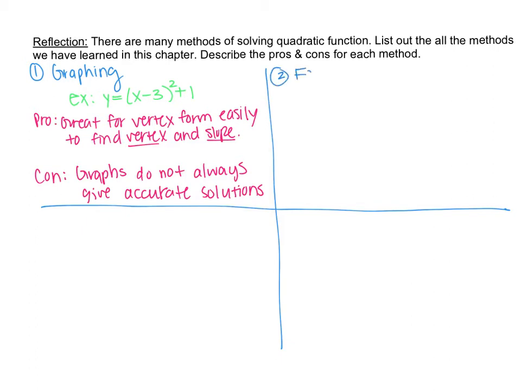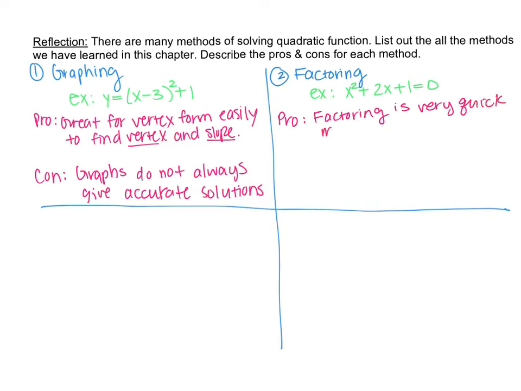So then the second thing we learned was factoring. A great time to use this is when you have a trinomial, something like x squared plus 2x plus 1, in that nice standard form with the other side equal to 0. This is great for factoring, because factoring is pretty quick. Once you have it down, you can just whip out that tool pretty easily. So it's very quick most of the time. Most people like to use it just because it's usually easier and quicker.